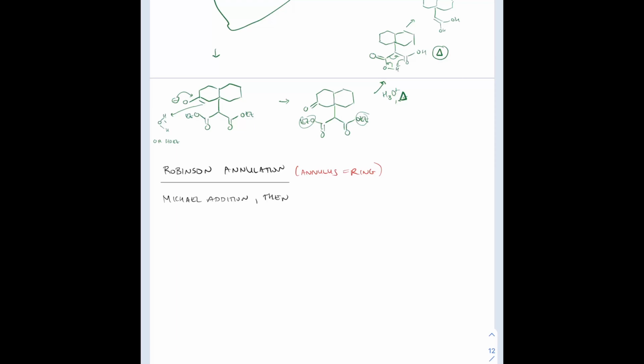So the Robinson annulation is the last reaction we want to go over. And annulation is referring specifically to a ring.